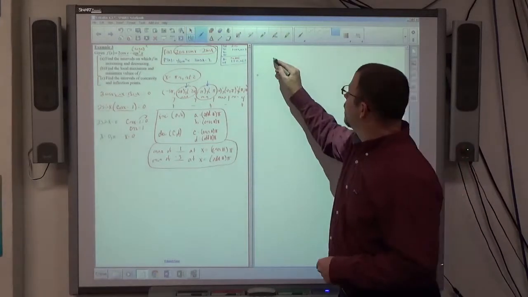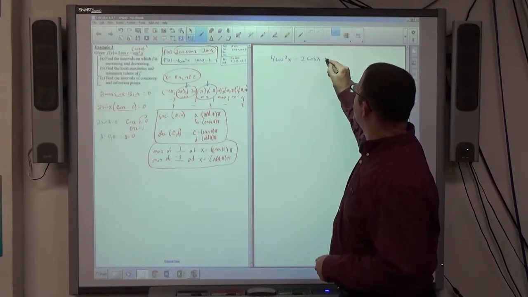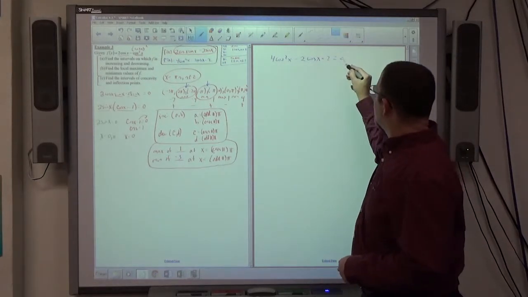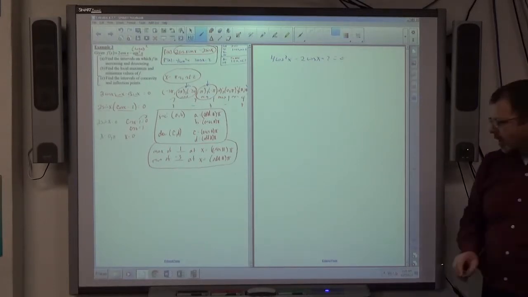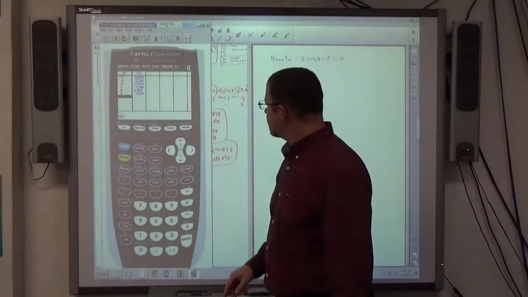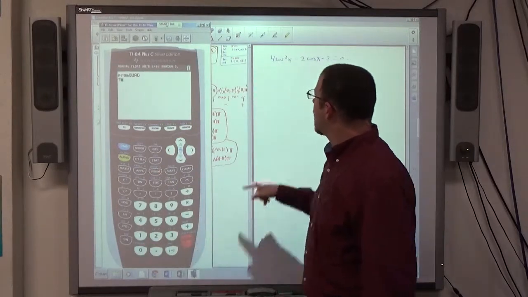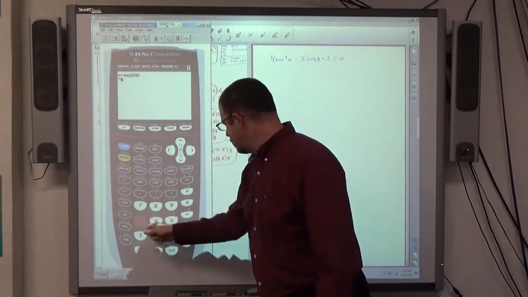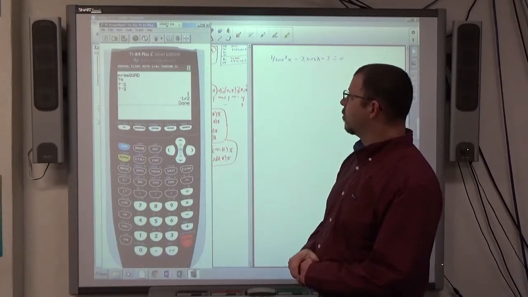All right. Second derivative. We have 4 cosine squared of x minus 2 cosine of x minus 2 equals 0. Now, we're trying to solve that thing. All right, it's a quadratic in form structure, so the quadratic formula is allowed to be used. If I do the quadratic formula and type in 4, negative 2, negative 2, I get cosine equals 1 and negative 1/2.